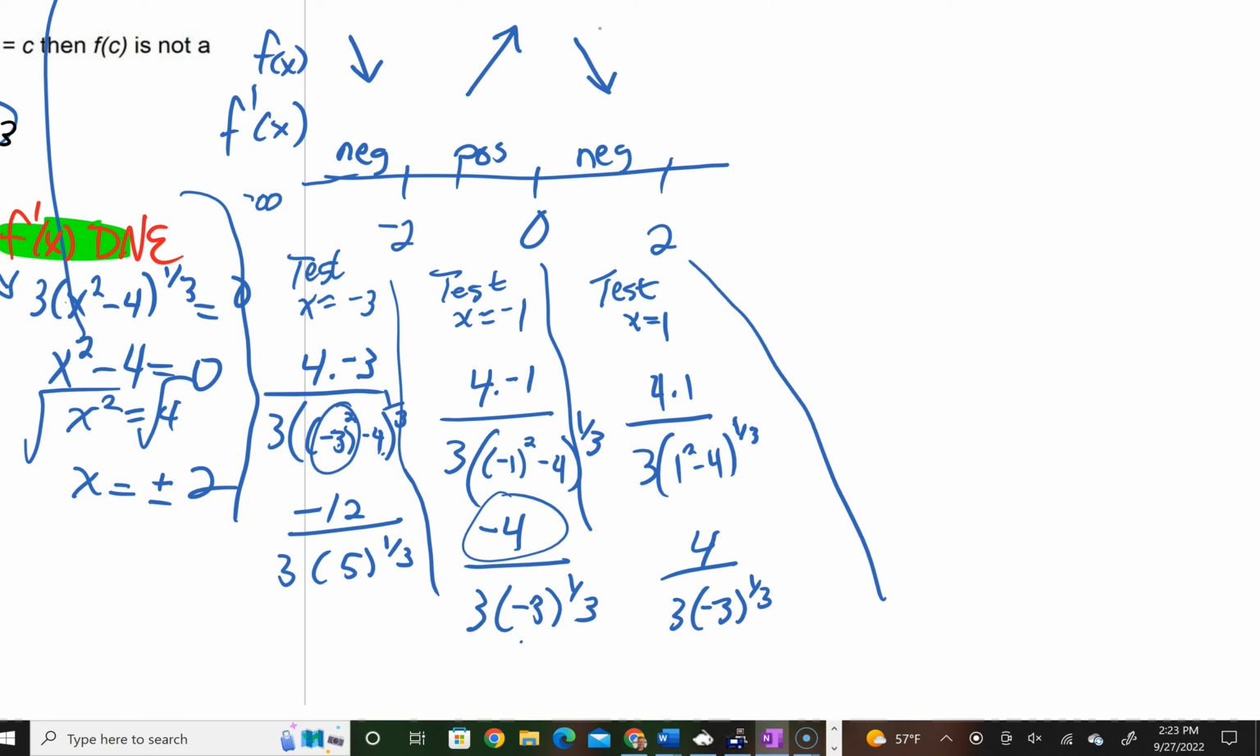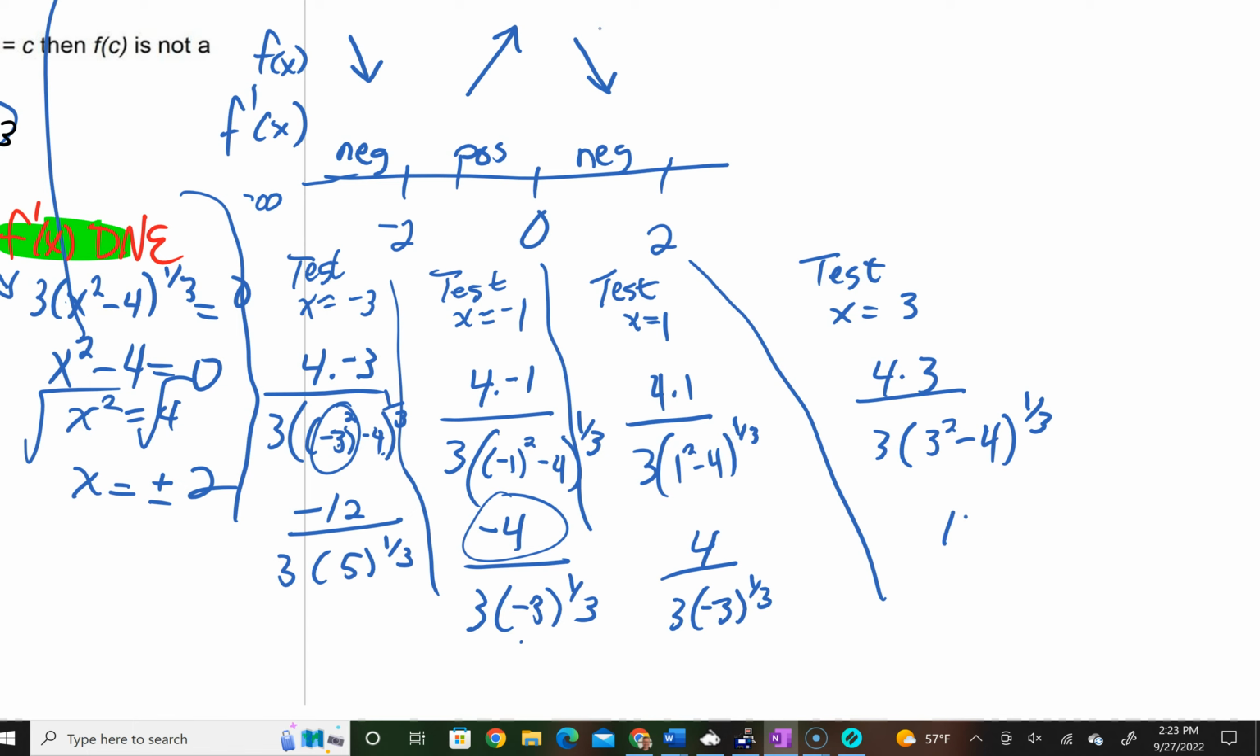Hey, one more thing. Guess what we can test? Maybe let x equal 3. And what do we get? A 12. And this is 9 minus 4. That's a 5. Tell me about this. What do you think? What do you guys think? Positive.